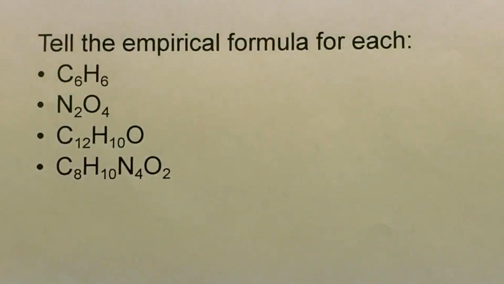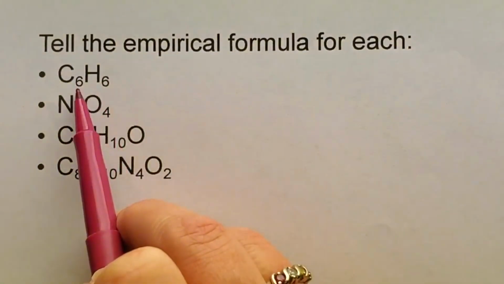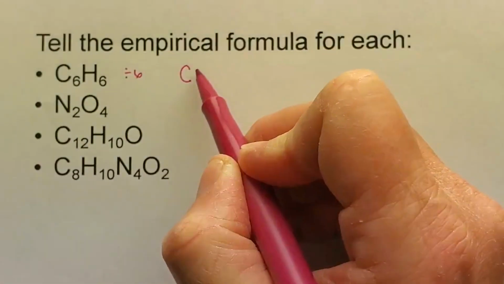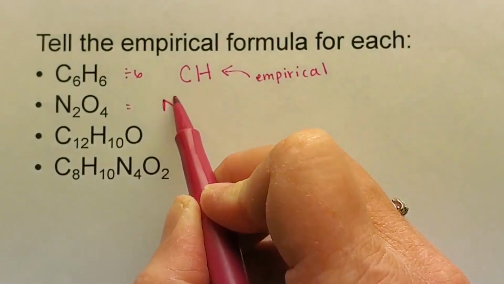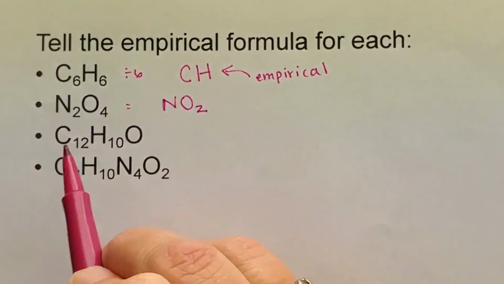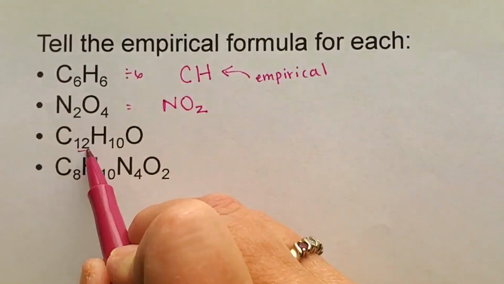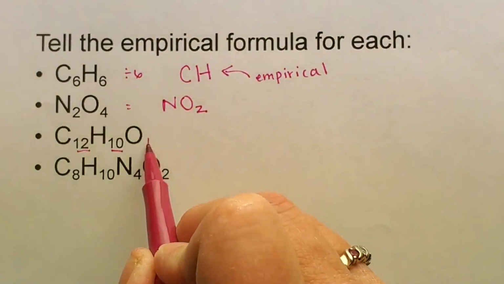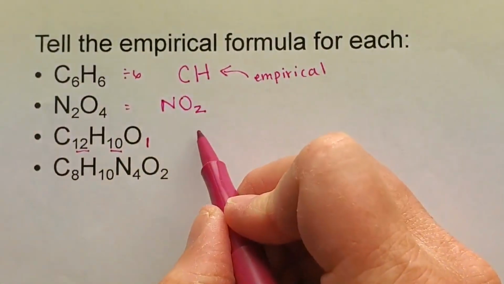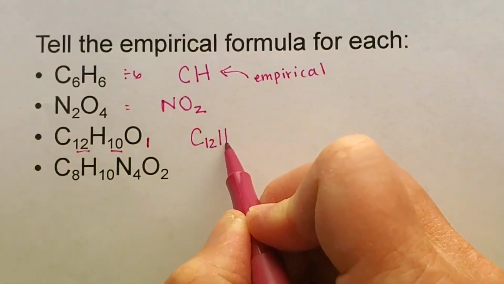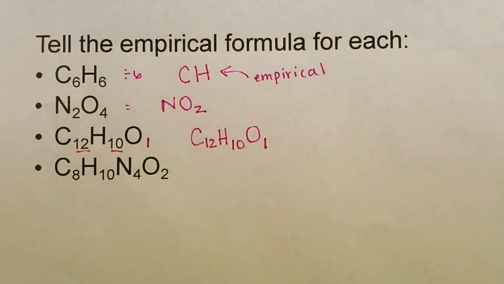Let's try a few others. C6H6 will reduce to CH because both of the 6's can be divided by 6. N2O4 can be reduced to NO2 because you can divide both the 2 and the 4 by 2. C12H10O cannot be reduced. The O has a subscript of 1 and therefore cannot be reduced any further. So in this case, the empirical and molecular formula are the same.